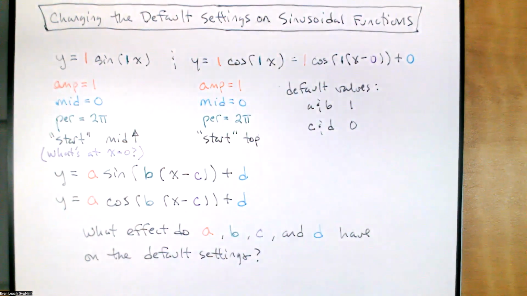So for start, for sine, we're going to think about it as the mid going up. And for cosine, we'll think start at the top. Like what's going on at x equals 0. It's one way to think about the start.